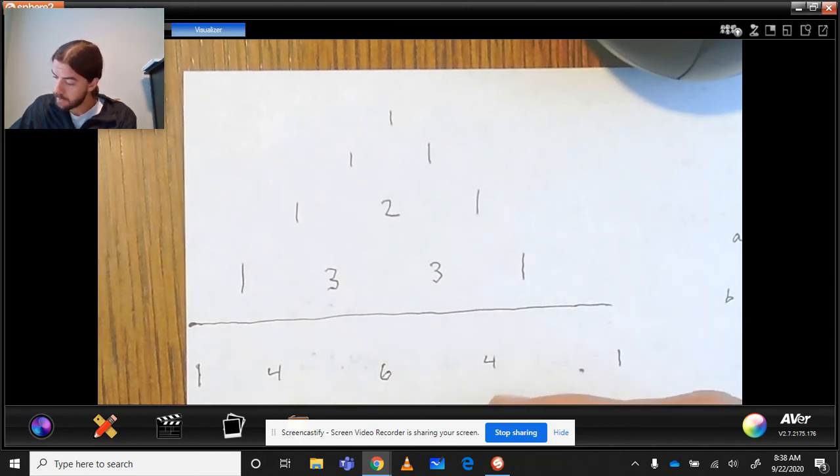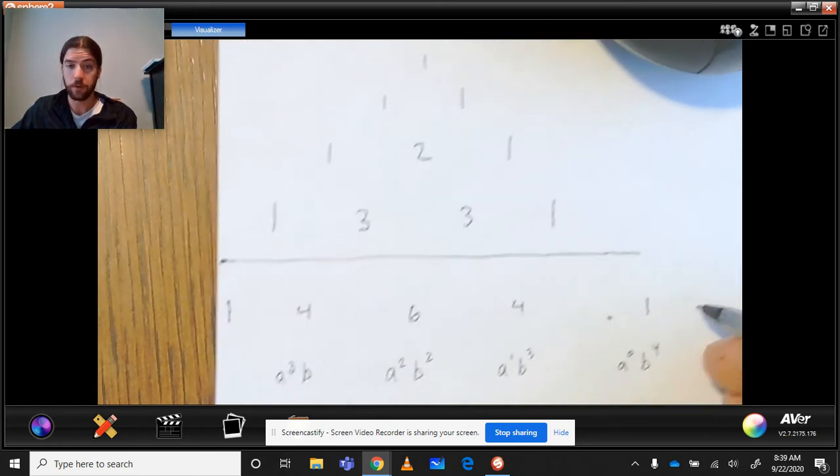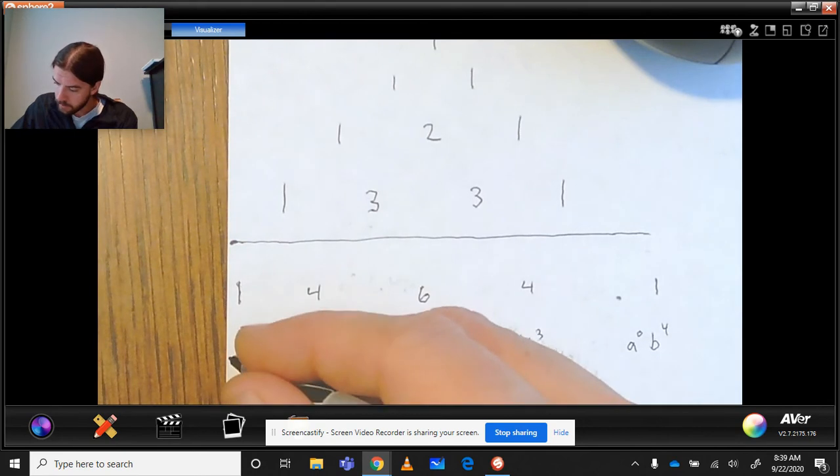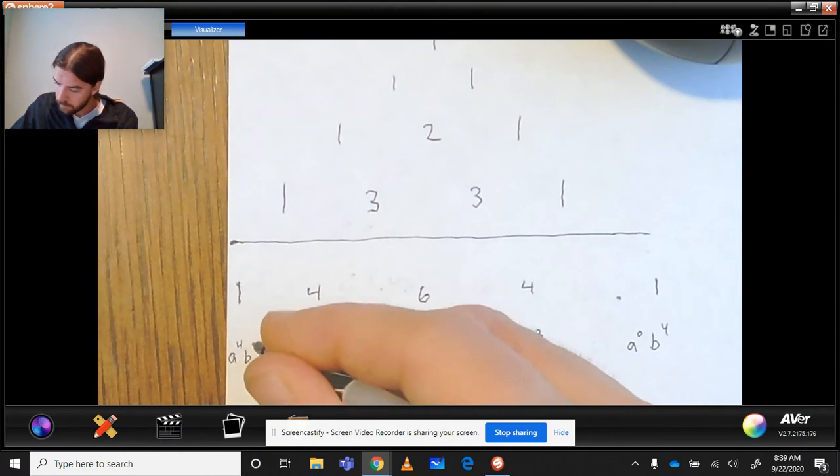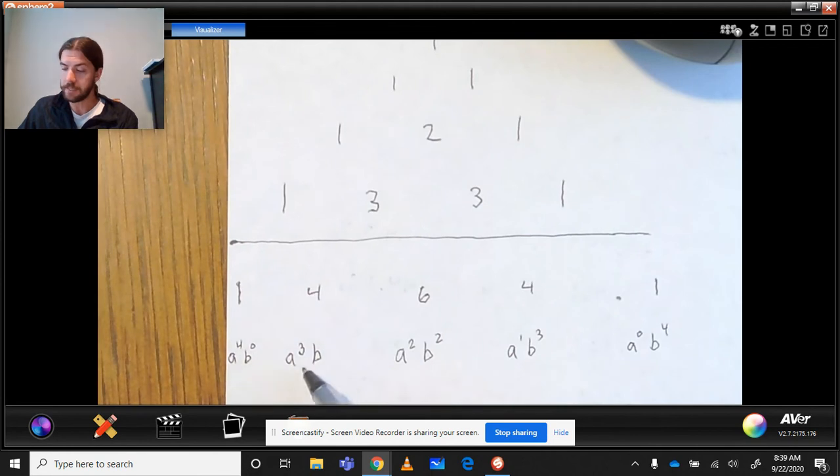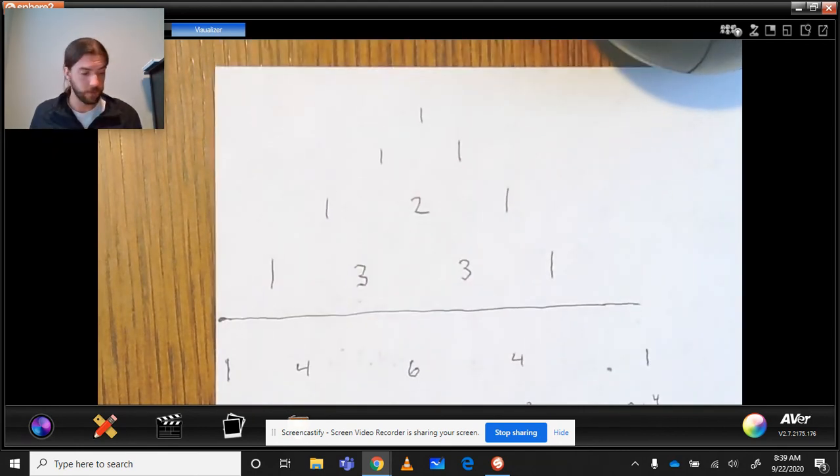And how many a to the first b cubeds are there? Well, there's 4 of them. How many a cubed b's are there? There's 4. How many a to the 0, b to the fourth are there? Well, there's just one. There's only one way to get it. You have to go b times b times b times b. Oh, sorry, that's kind of off the page. Over here would be a to the fourth, b to the 0. It's telling us how many of these products we're going to get. That's what Pascal's triangle can do. It can get to those answers for us.